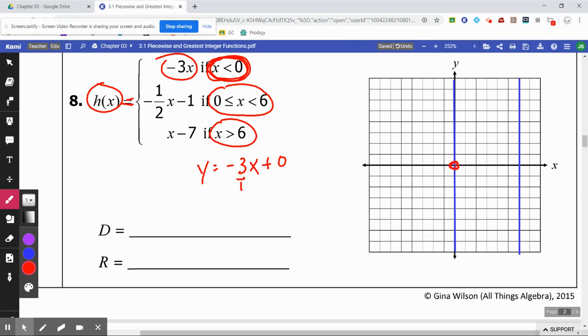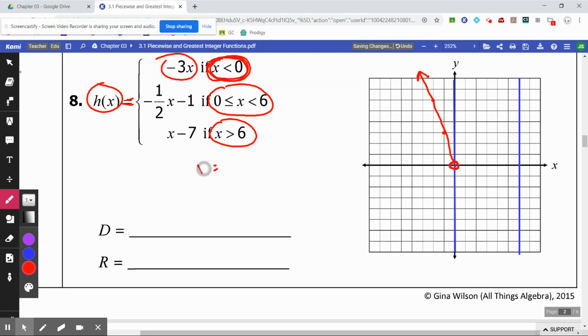Now my slope is -3/1. If I go down 3, that would be going to the right 1, to get that downhill slope. If I go up 3, that's going to go to the left 1. And since I'm going to graph everywhere over here, I'm going to include those 2 points, connect my dots, and there's my line. It extends forever. We're done with that portion of my graph.